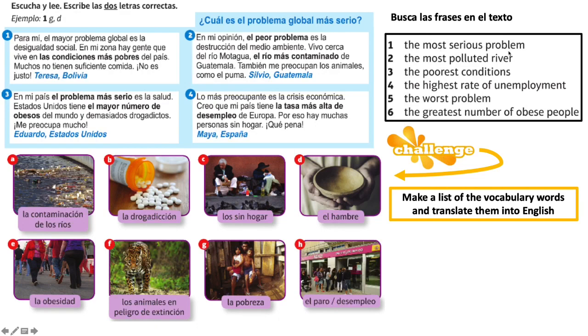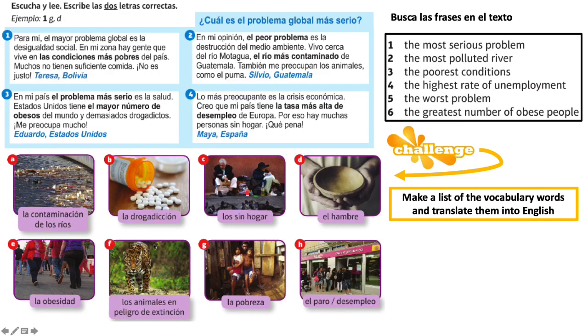So the most serious problem, where is it? Yeah, so looking at that, we can find it here. El problema más serio. You see problema, problem, serio, serious. The most polluted river with ríos, you have to look for that. Conditions. You just look for that. There are complex, most of them. Now, and before you do that, these words I asked you to work out.